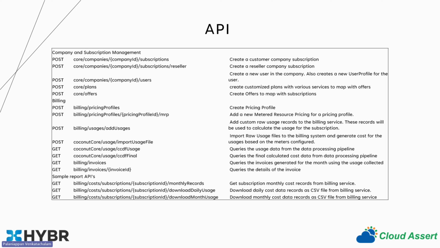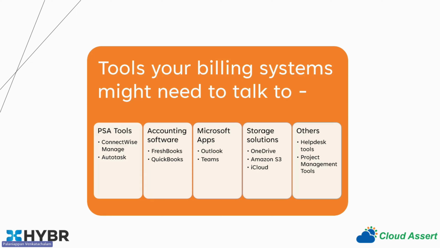Typically, these are some of the tools that our customers integrate with. There are PSA tools like ConnectWise Manage and Autotask. There is accounting software, FreshBooks, QuickBooks, and sometimes you might want to send a message in Teams, or you might want to dump a bunch of data into an S3 bucket. All of that is something you will be able to do from within Hyper.